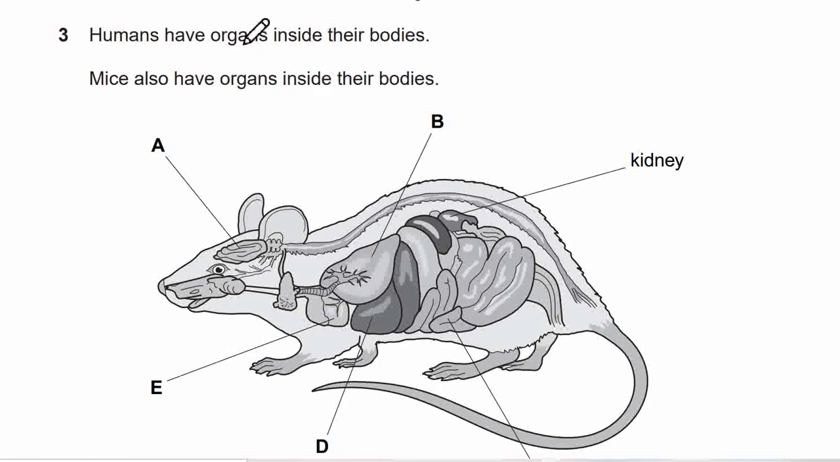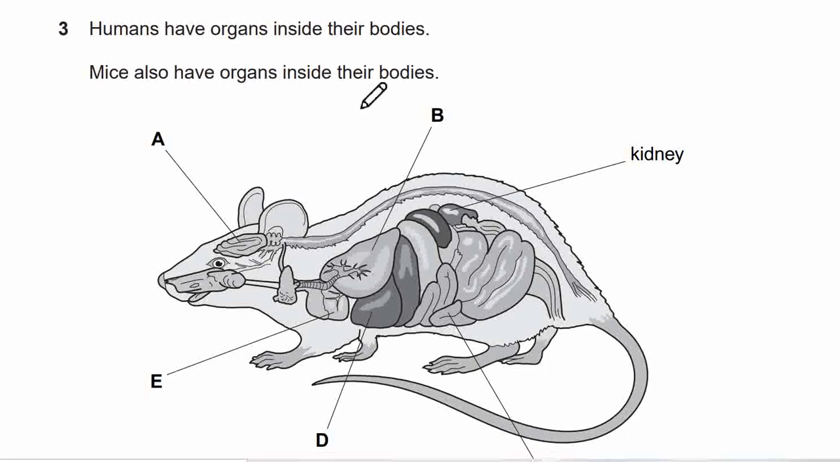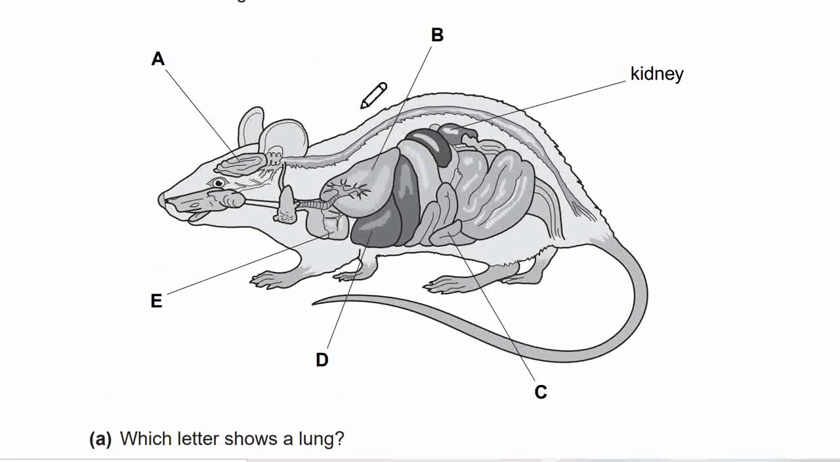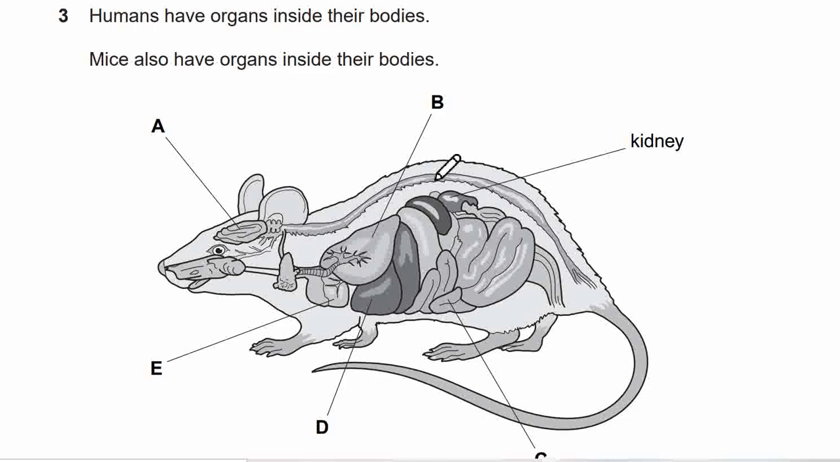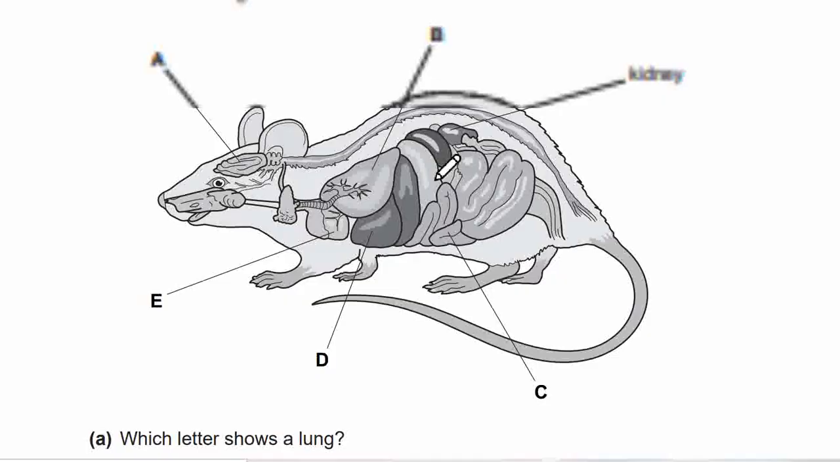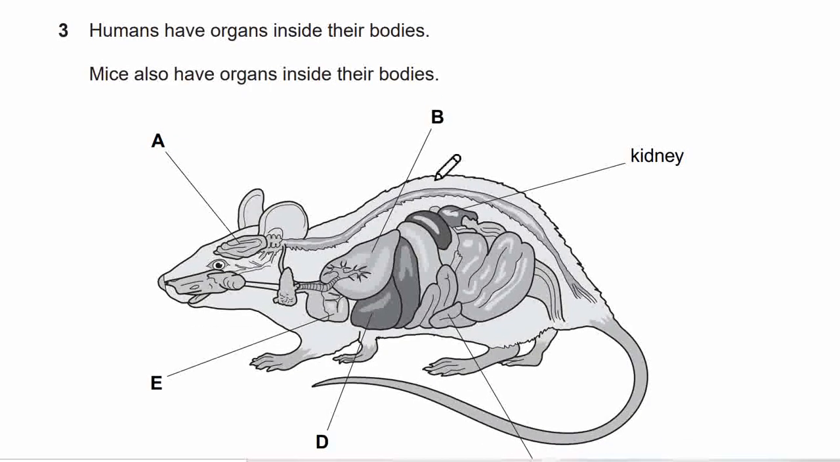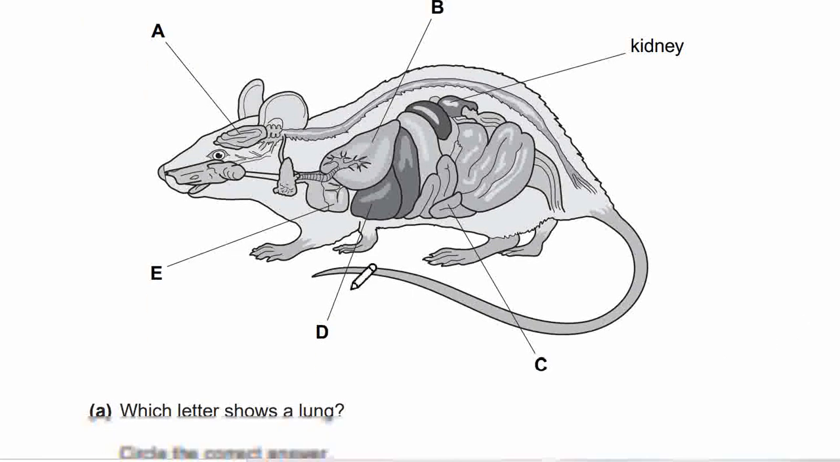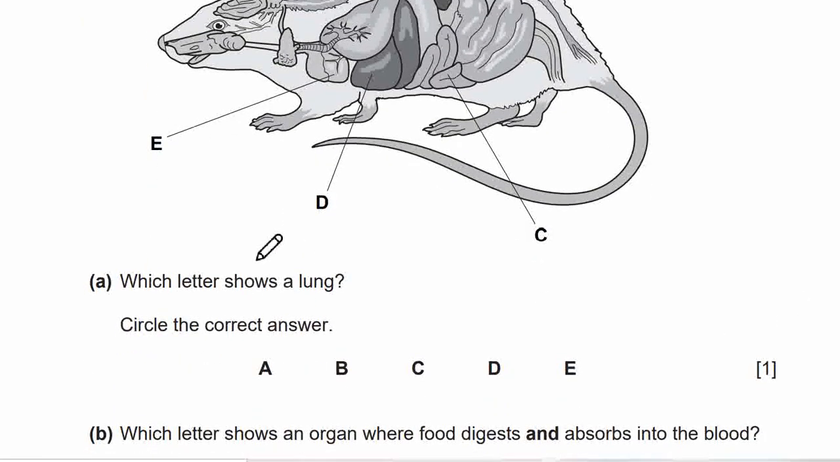Humans have organs inside their bodies. Mice also have organs inside their bodies. Now this is A, B, C, D, and E. This is the kidney. It's given the structures of a mouse here. Which letter shows the lungs?